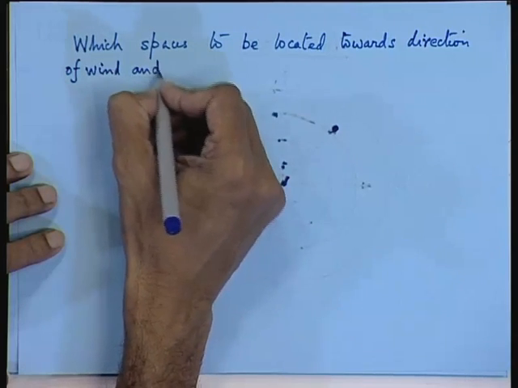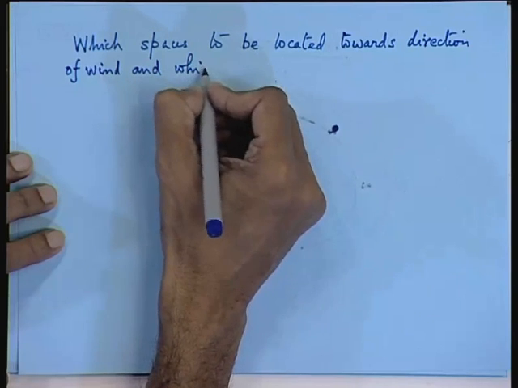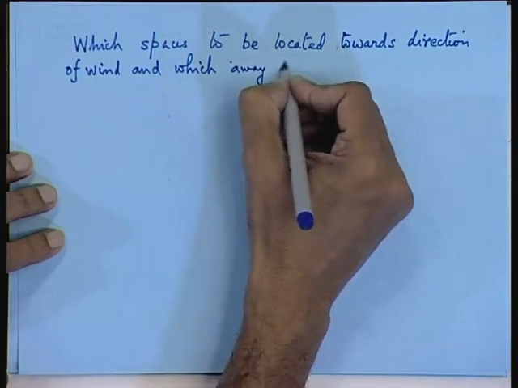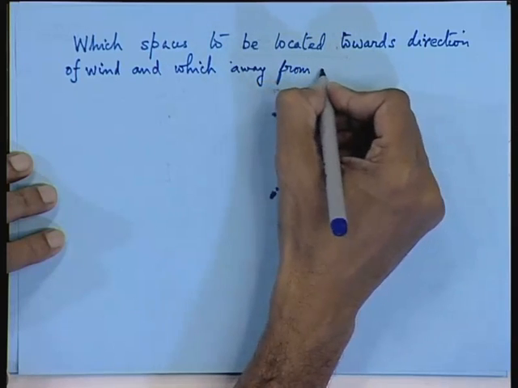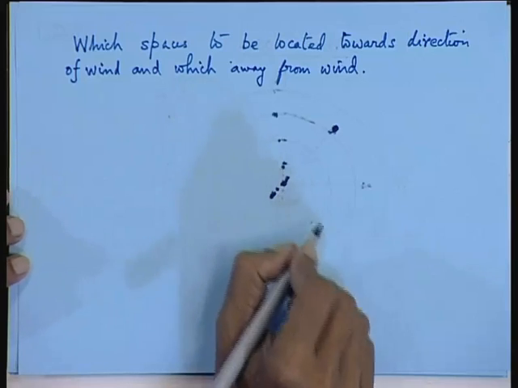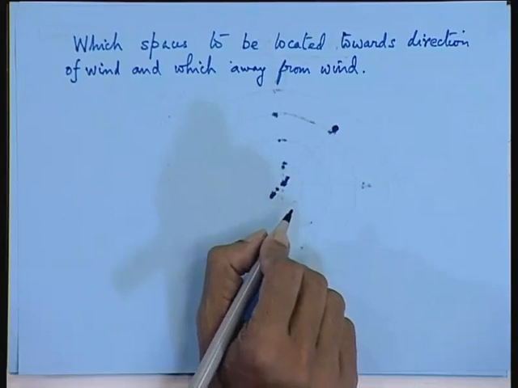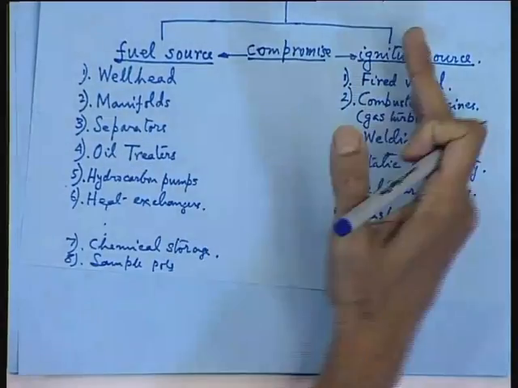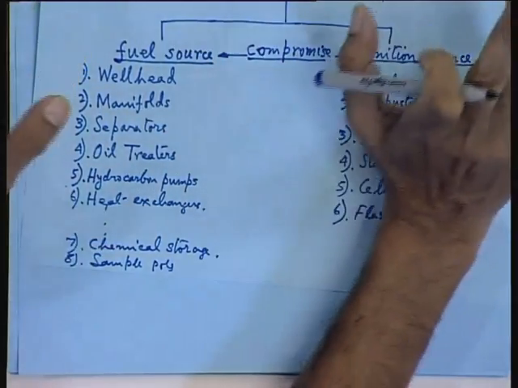And which away from direction of wind. Why? So, this is a very important consideration, mind you. The first thing you do is segregate the fuel source from the ignition source. That is your first job.